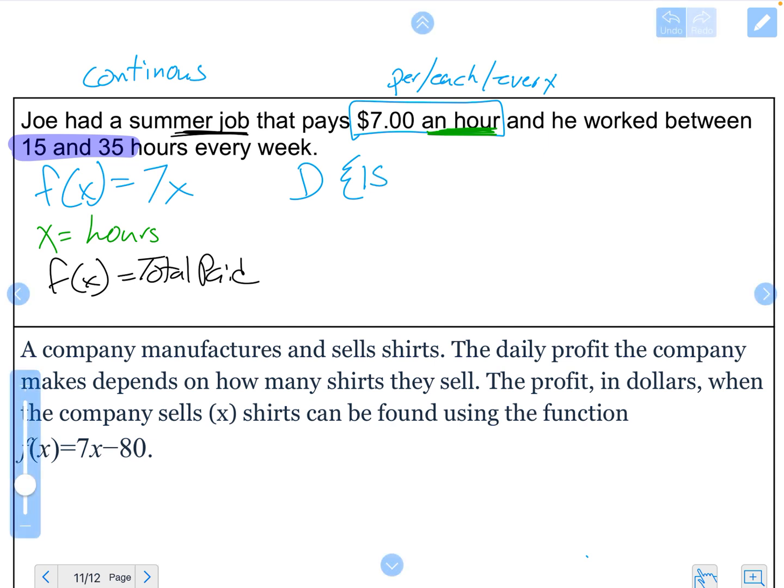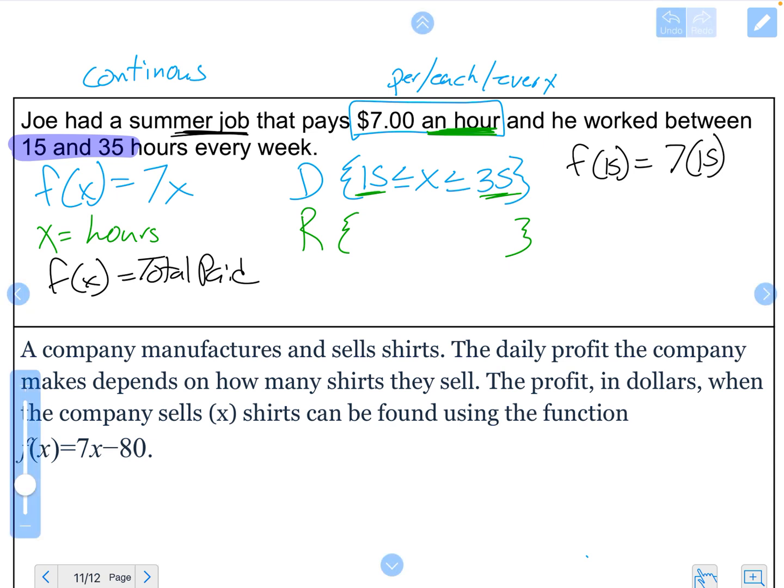So the fewest hours Joe is going to work is 15. The most hours Joe is going to work is 35. And because he can work 15, we're going to use less than or equal to. So to figure out our range, we need to take our two numbers and plug them into our function. So we need to do the function where f of x is 15, so that means we're going to plug 15 in for x. And we need to do f of 35, which means we're going to plug 35 in for x.